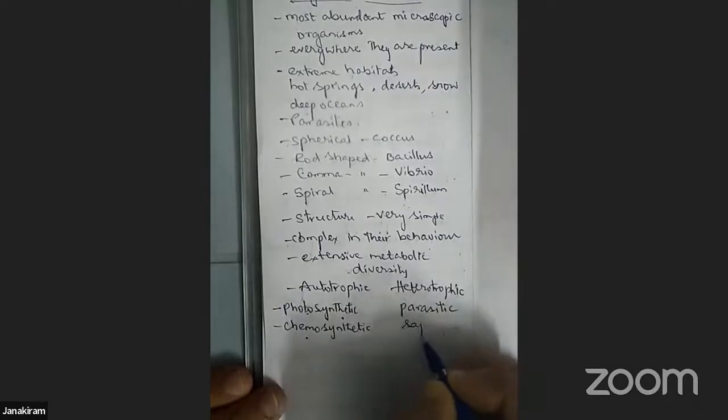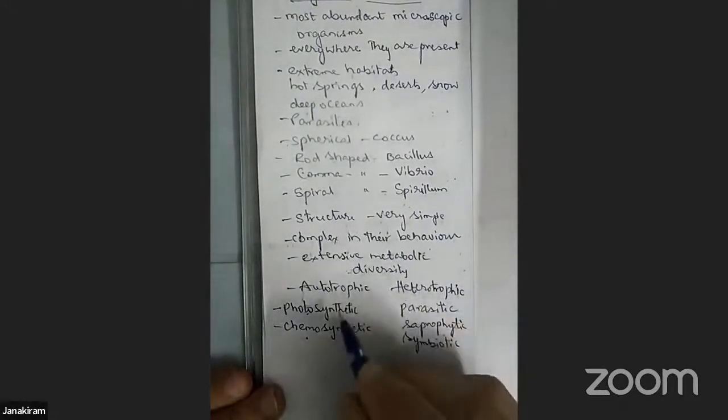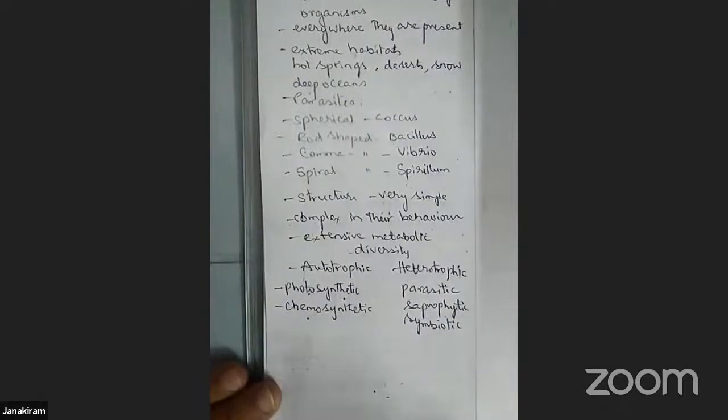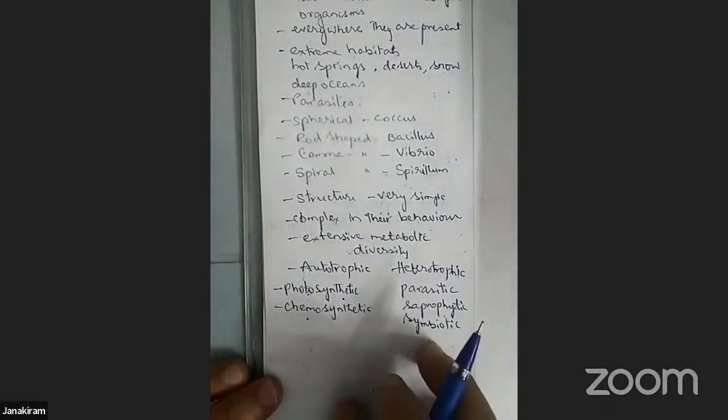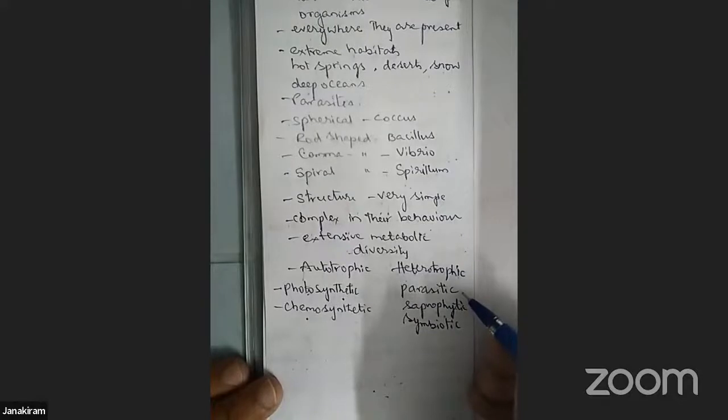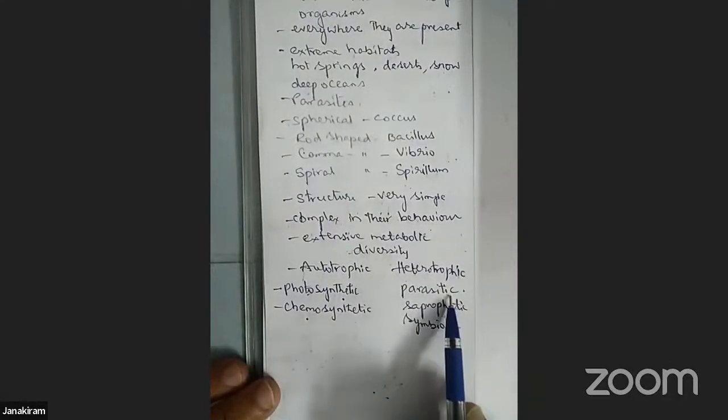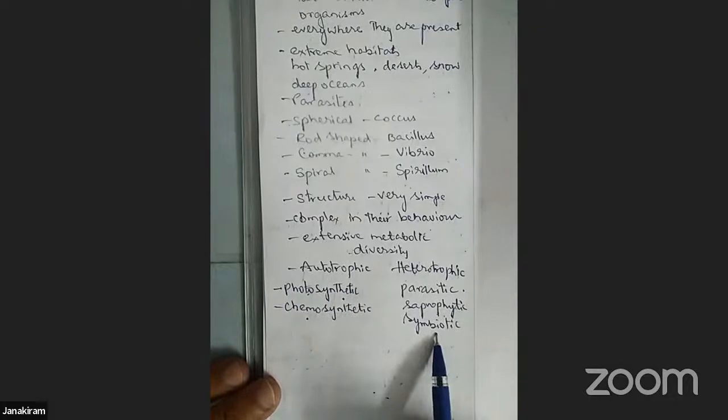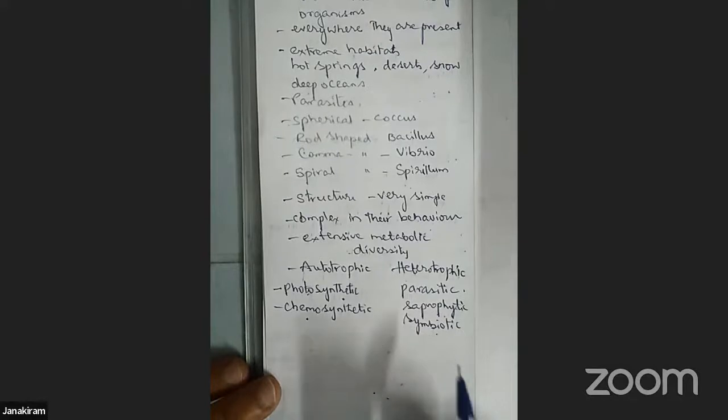they may be saprophytic, or they may be symbiotic. That's the reason why they show a lot of diversity in their metabolism. This is one of the examples. Parasitic means the one which depends upon a living host for nutrition. Saprophytic means they derive nutrition from dead and decaying organic matter. Symbiotic means they survive in mutually beneficial association with other organisms.